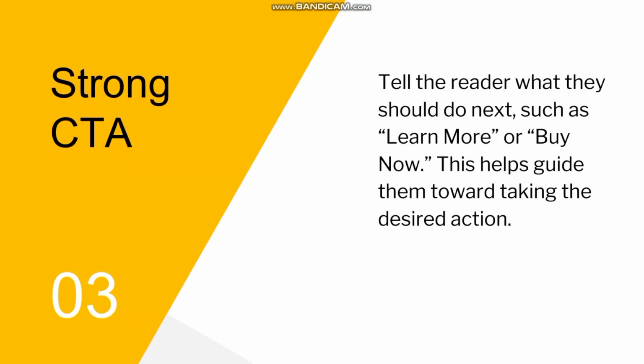And the third point is a strong CTA. CTA means call to action. A strong CTA increases CTR. You have to tell your reader to take an action, like to learn more about it or to buy now. This helps them take the desired action that you want. So it increases your CTR while having a good CTA. A good CTA leads to a good CTR for your Google Ads, and hence you will have good performance of your Google Ads.